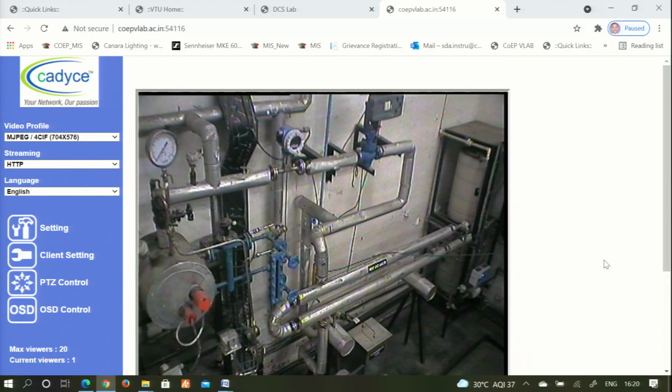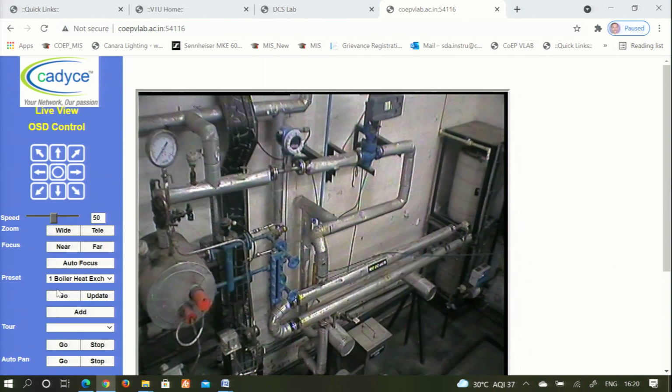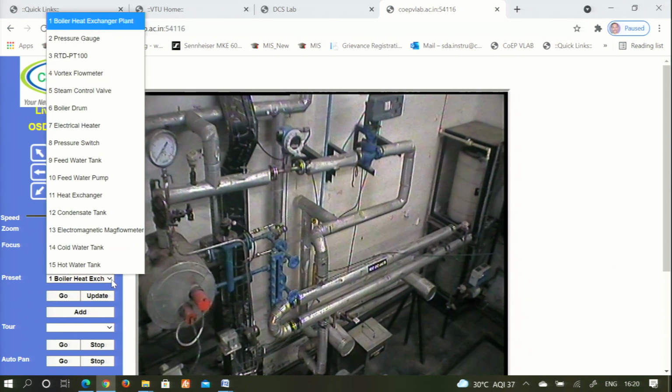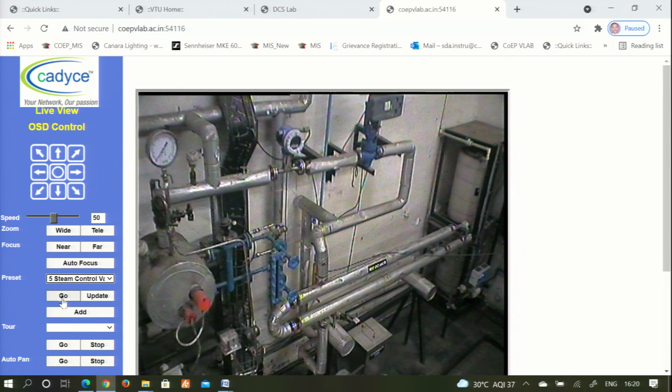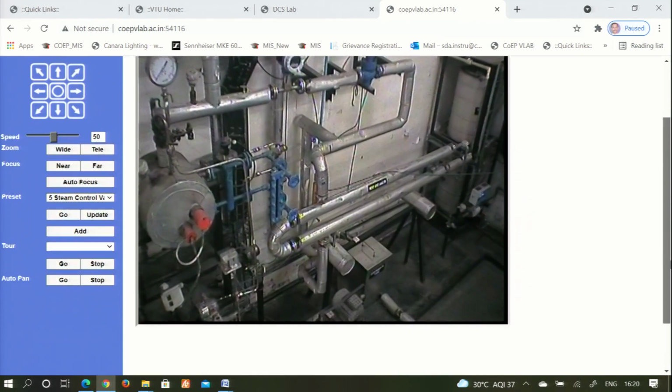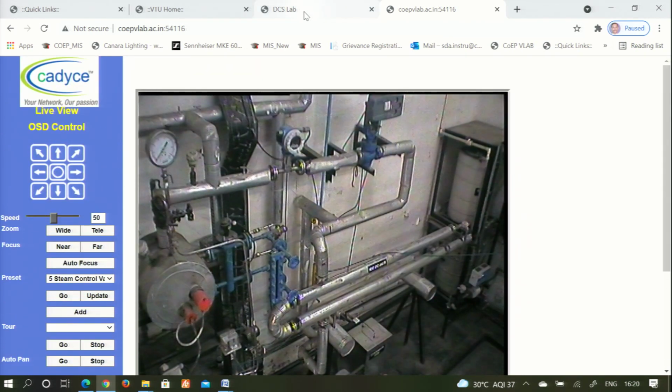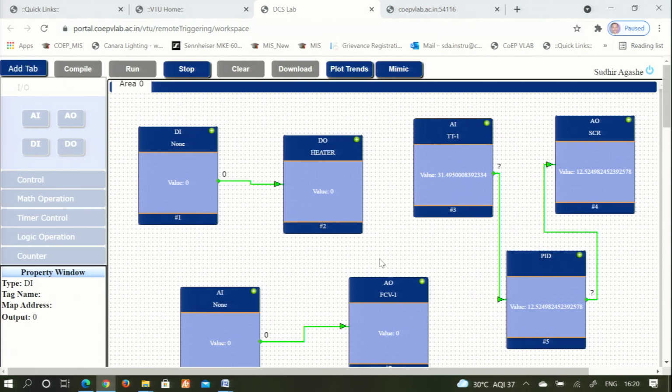Even if you are physically away from the plant, you will see how the plant looks, and even using this PTZ control you can go to various locations or various components which are attached to this. For example, I want to go to a steam control valve, I can say go, and then the camera would take you to that particular location. So, this is important as far as this camera is concerned.